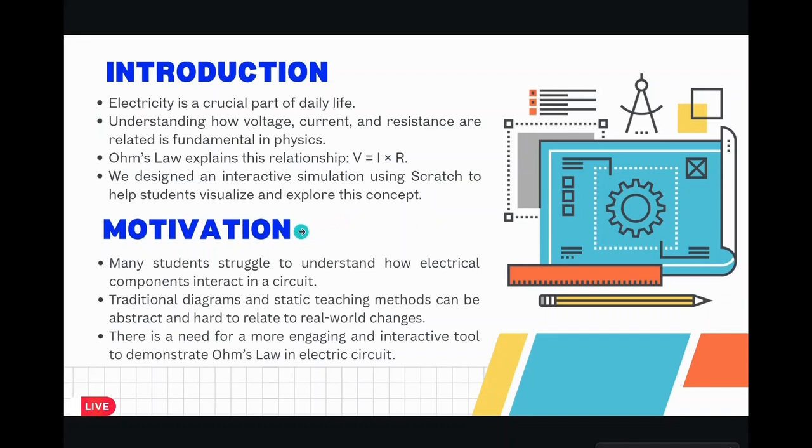As a motivation, many students struggle to understand how electrical components interact in a circuit. Traditionally, diagrams and also static teaching methods can be abstract and hard to relate to real-world changes. There is a need for a more engaging and interactive tool to demonstrate Ohm's law in electric circuits.